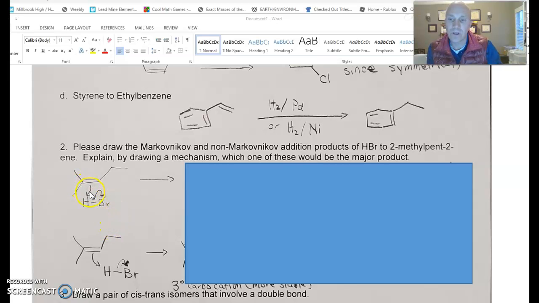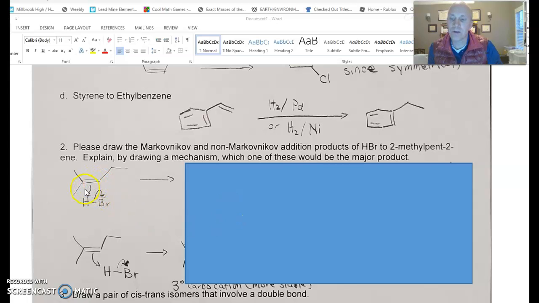Essentially, Markovnikov addition says that things are going to prefer to have the hydrogen added to the carbon that contains more hydrogens. This side right here has one hydrogen. This side right here has none. Again, the reason for this preference, of which carbon adds to this reagent first, has to do with the stability of the intermediate.